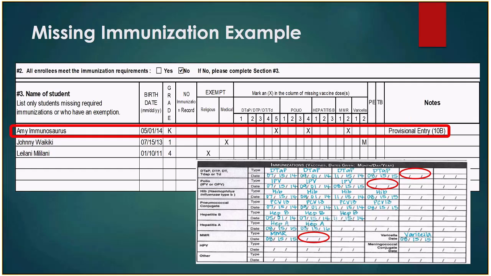In this example, we've completed reviewing the student's health record, also known as the Form 14, to ensure all of our immunizations follow the minimum age and interval guidelines, and have identified that Amy is missing some vaccinations. We will include Amy on the Epi-12B by noting down her name, birth date, grade, and her missing vaccinations. Amy is missing her 5th DTaP, 4th polio, and 2nd MMR, so we'll mark those boxes with an X.